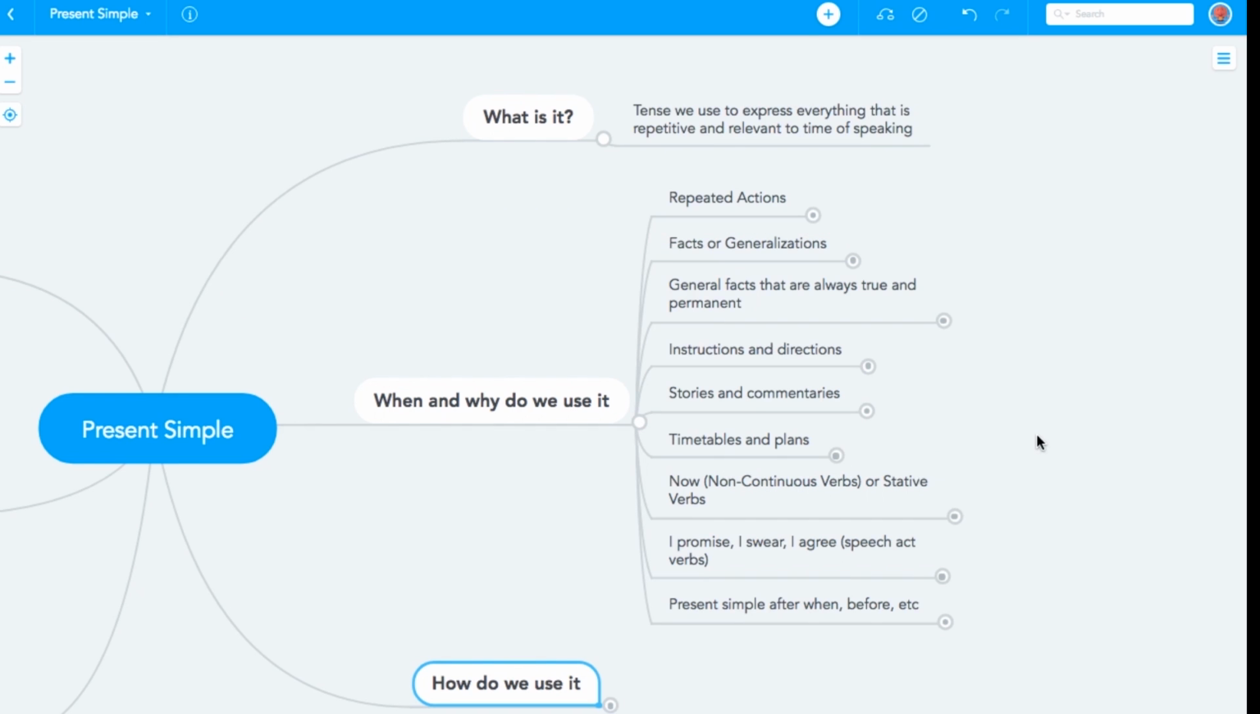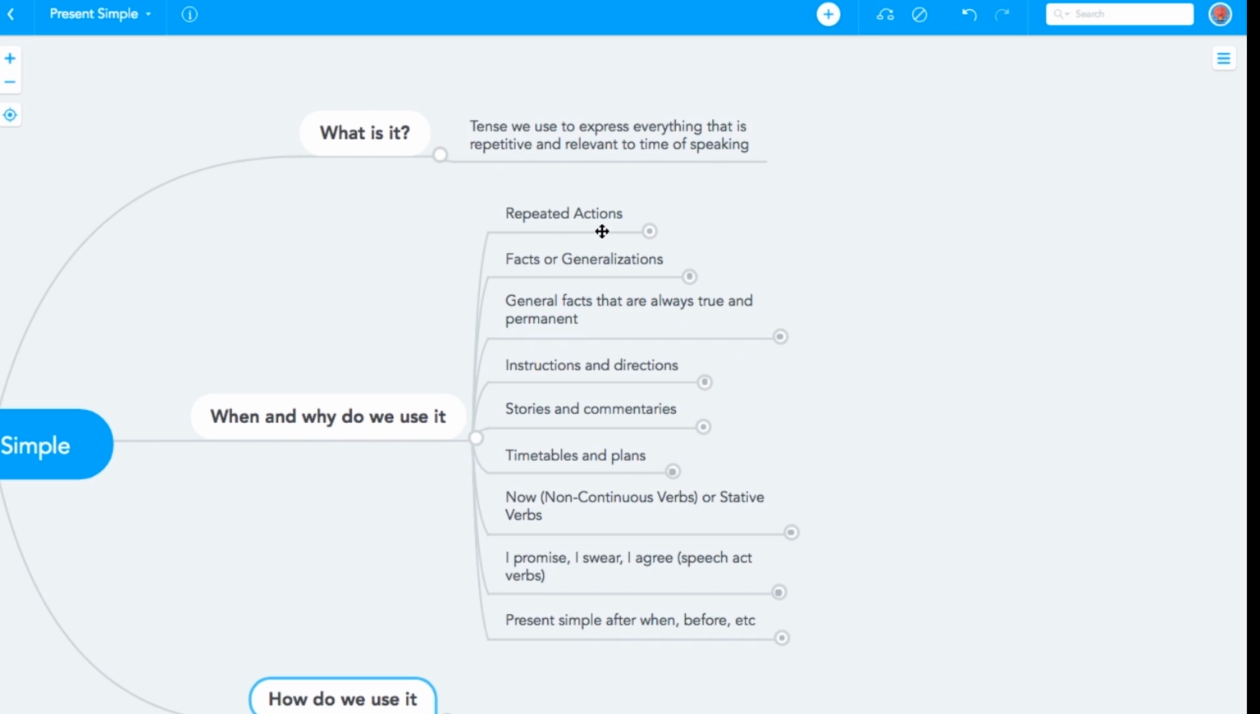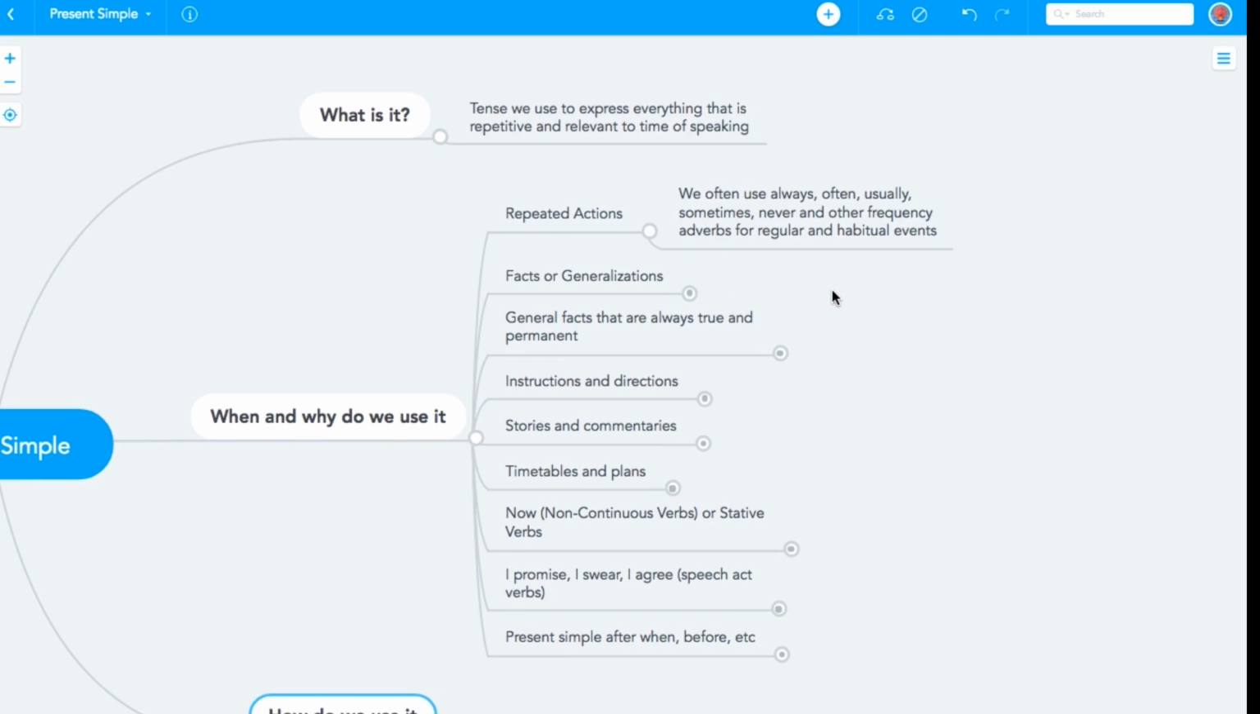And when and why we use it, the first application is for repeated actions or habits or routines that are relevant. Most of the time, we give it a little bit more context through frequency adverbs or adverbs of frequency, such as always, often, usually, sometimes. We use these special adverbs to give it more context of the repetitive nature of this first application. The second application and the third one are pretty similar. They both focus on facts or generalization, or basically things that are permanent or always true.